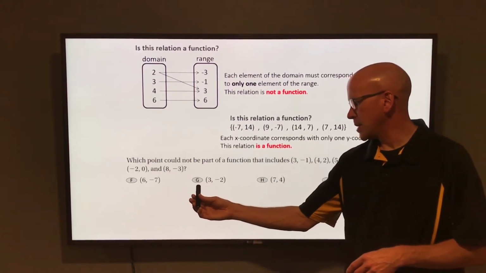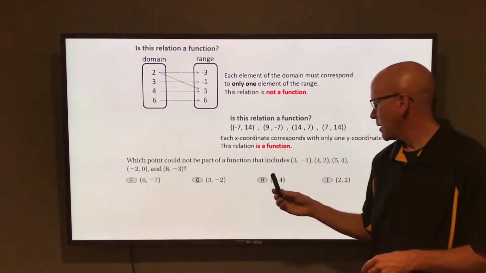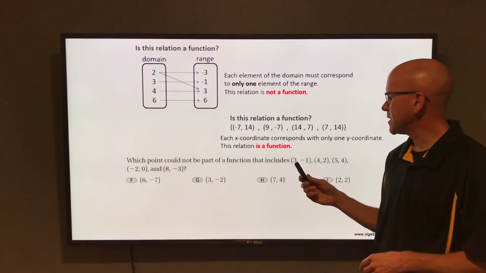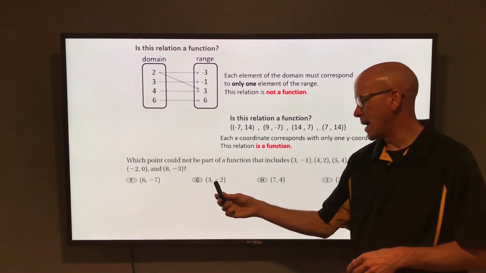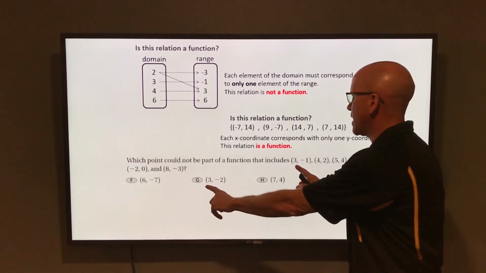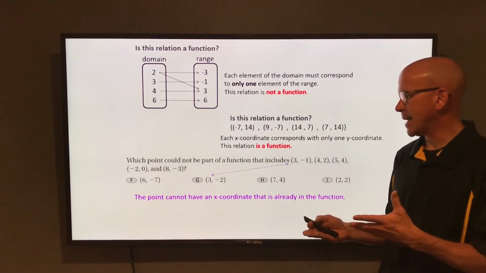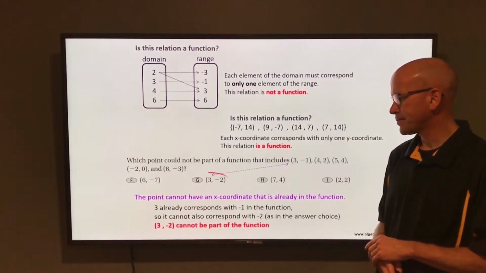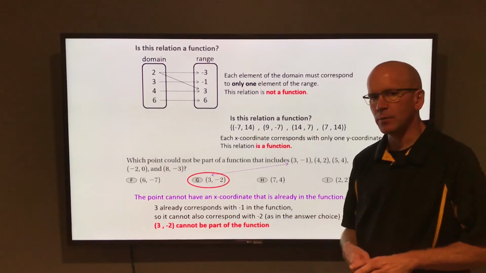This letter G here, (3, -2), if you look at the points, you have a problem right here because this 3 matches up with -1, and this 3 would match up with -2. So if you have an x value of 3 matching up with or pointing to two different y values, then that would make that not a function.